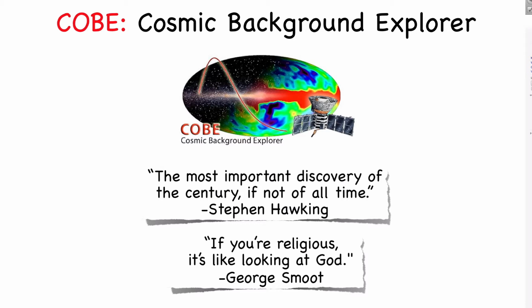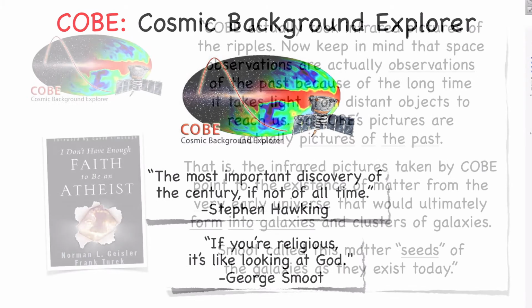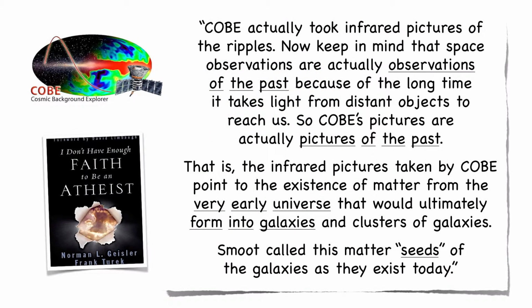Well, in our next slide, Geisler and Turek provide some further insights into COBE's findings and why scientists got so excited. Again, remember the scientists were looking for temperature differences, temperature variations from the leftover radiation from the Big Bang fireball explosion. Geisler and Turek comment, COBE actually took infrared pictures of the ripples. Now keep in mind that space observations are actually observations of the past because of the long time it takes light from distant objects to reach us. So COBE's pictures are actually pictures of the past.